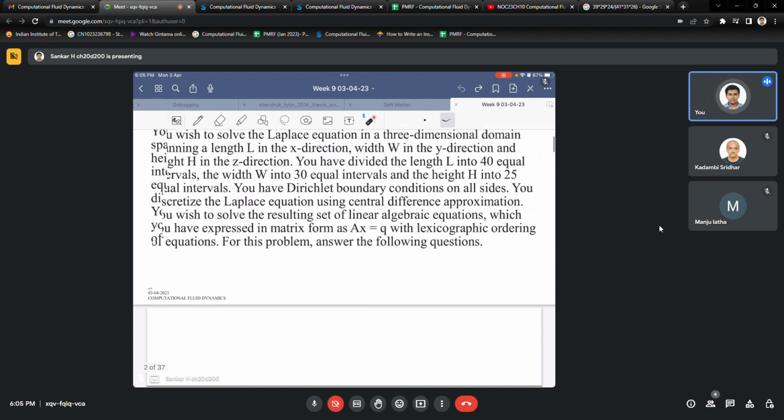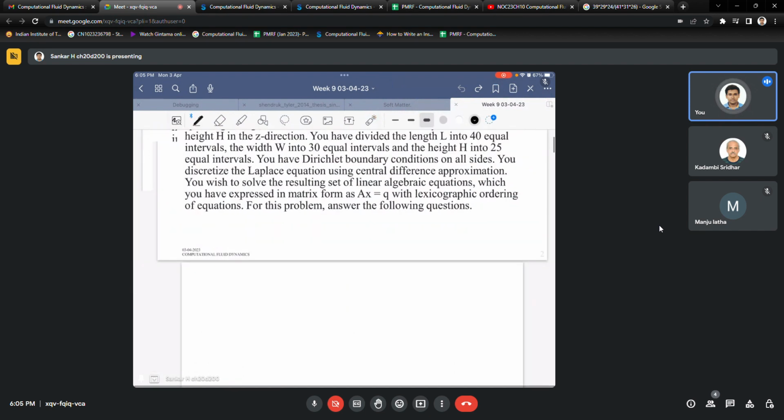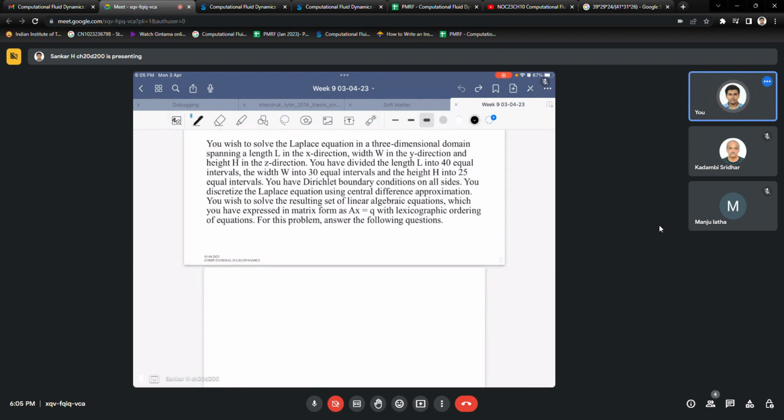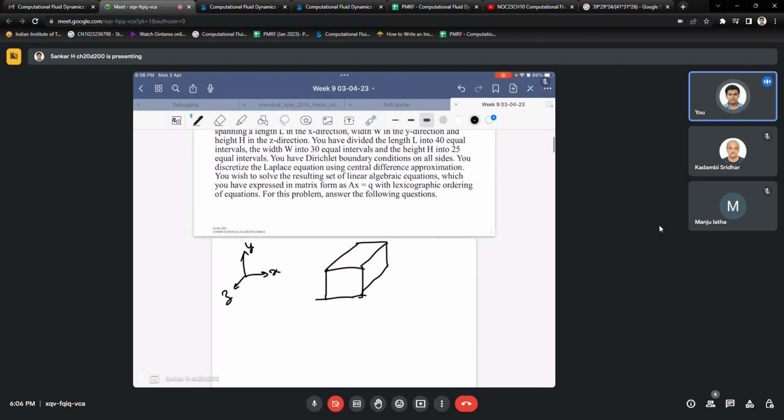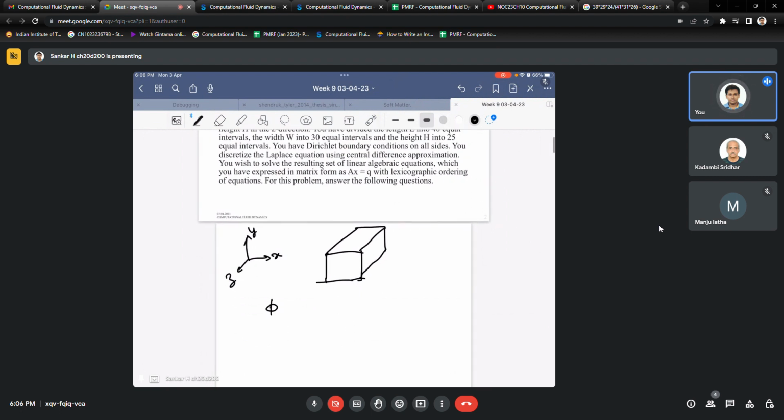So let's start by figuratively representing the question that's given. There is a three-dimensional domain. Let's call this x, this y, this z maybe, and we have a Laplace equation in this domain. Let's take the property in consideration to be phi. According to the Laplace operation, we'll get del square phi is maybe some function f.